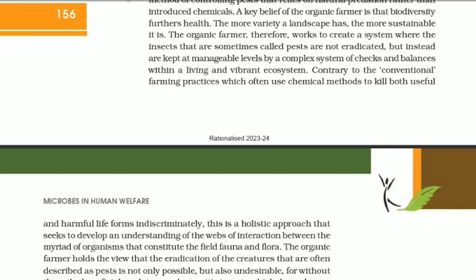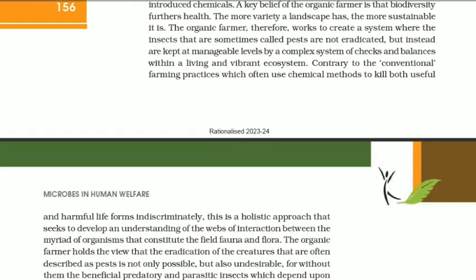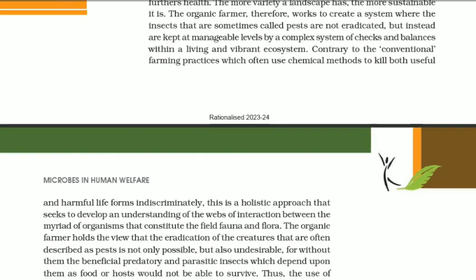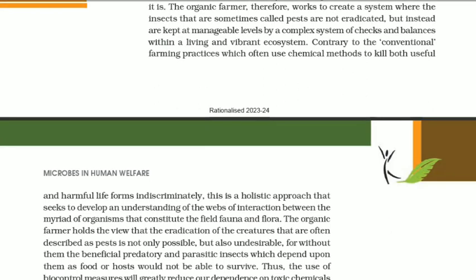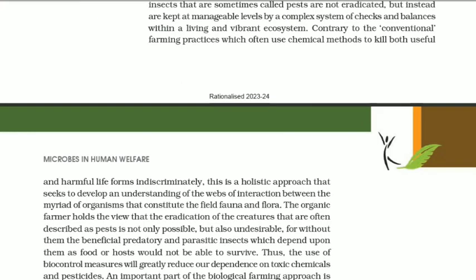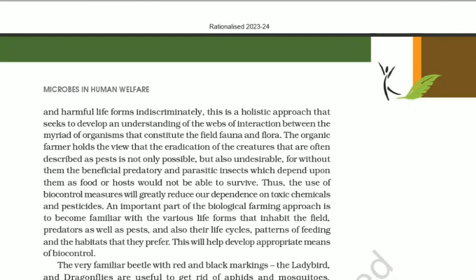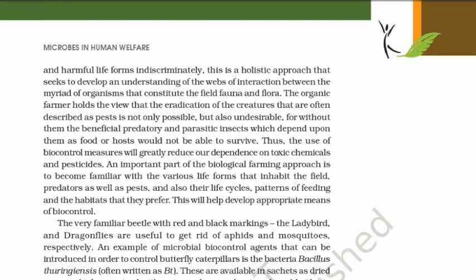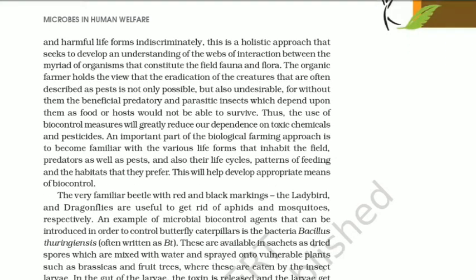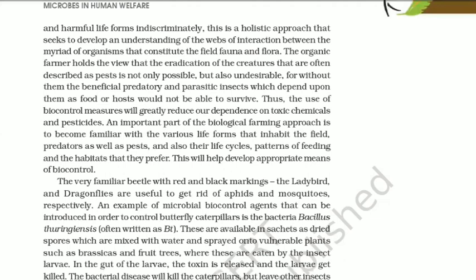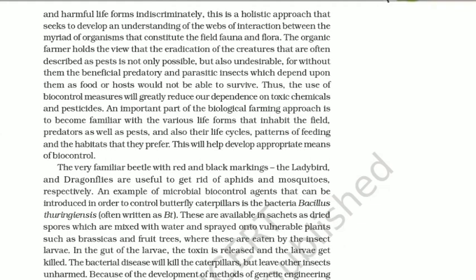The more variety a landscape has, the more sustainable it is. The organic farmer therefore works to create a system where the insects that are sometimes called pests are not eradicated, but instead are kept at manageable levels by a complex system of checks and balances within a living system and vibrant ecosystem. Contrary to conventional farming practices, which often use chemical methods to kill both useful and harmful life forms indiscriminately, this is a holistic approach that seeks to develop an understanding of the webs of interaction between the myriad of organisms that constitute the field fauna and flora.